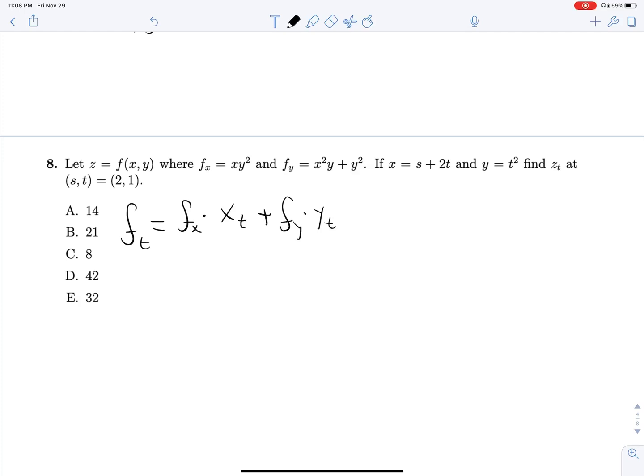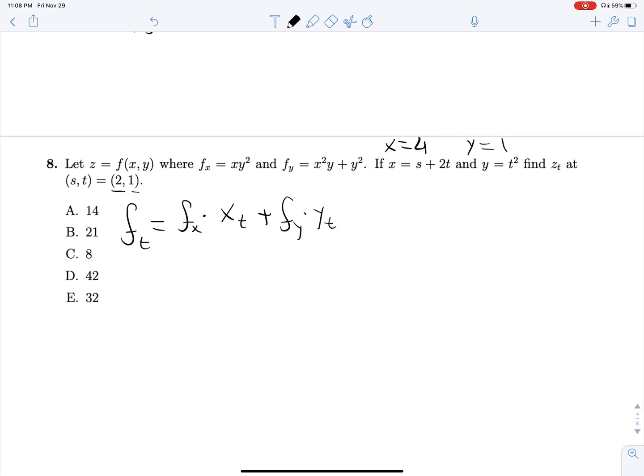So first off, so that we can solve for our fx and fy, we need to figure out what x and y are equal to. So x is equal to s plus 2t, and when s is 2 and t is 1, this is going to give us 4, and this y is just going to give us 1.